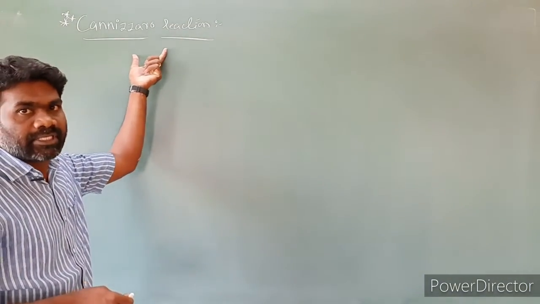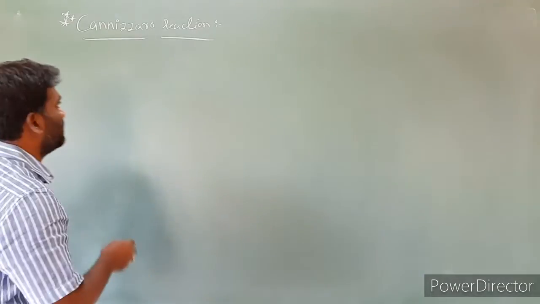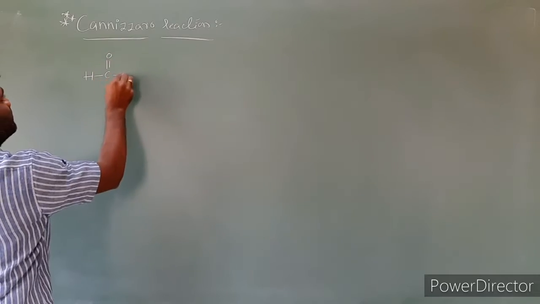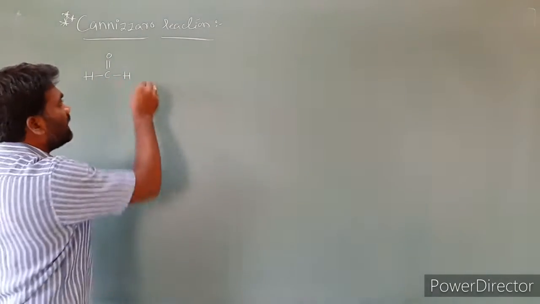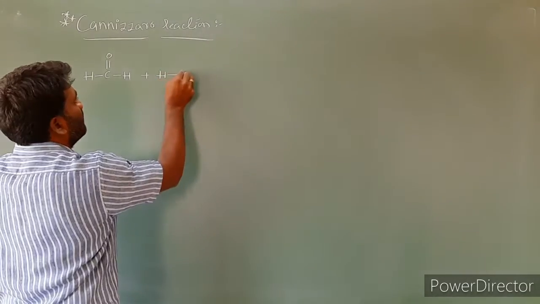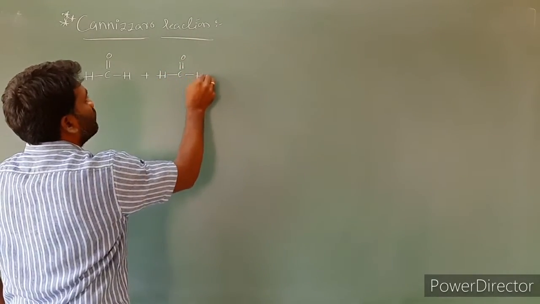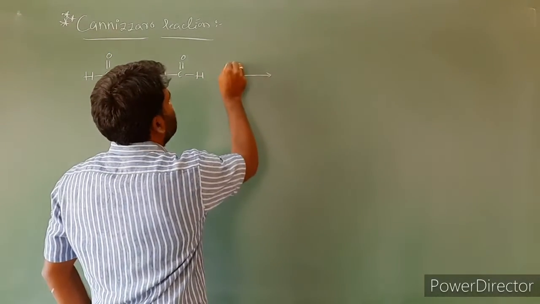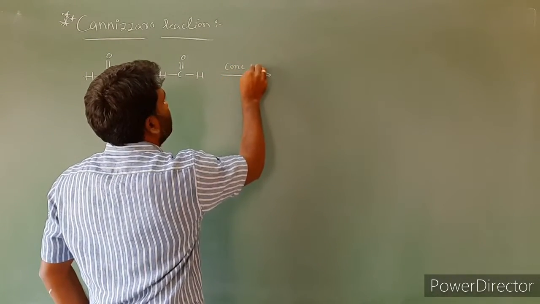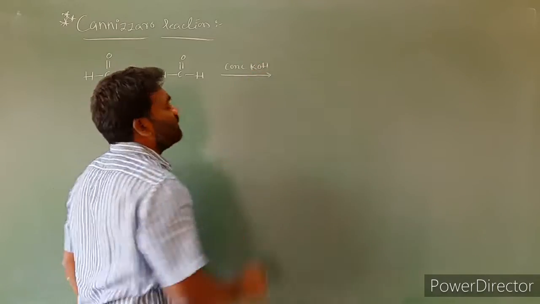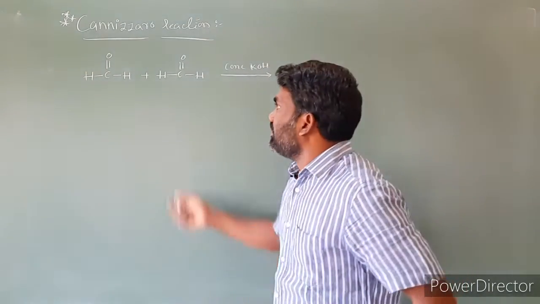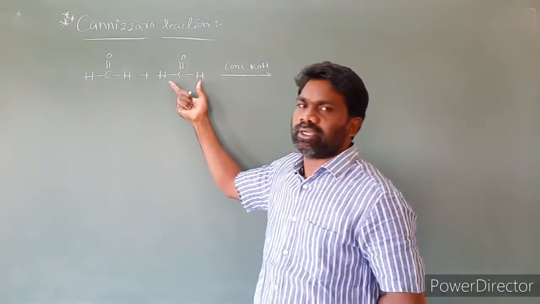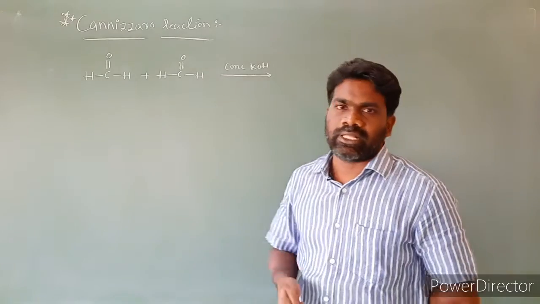So what is the meaning of this statement? Let us understand by taking an example. I am taking formaldehyde, HC double bond O, H. I am treating it with another formaldehyde molecule. I took two molecules of formaldehyde, and we treat them with concentrated alkali, potassium hydroxide. Then one molecule converts into alcohol, and one molecule converts into the potassium salt of carboxylic acid.